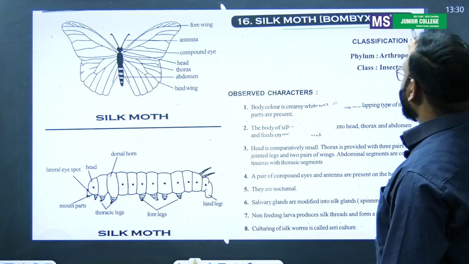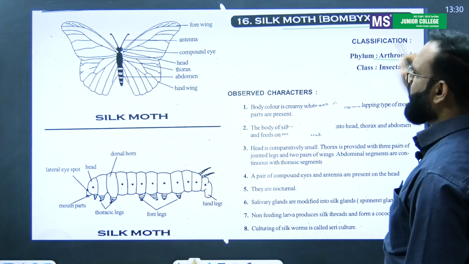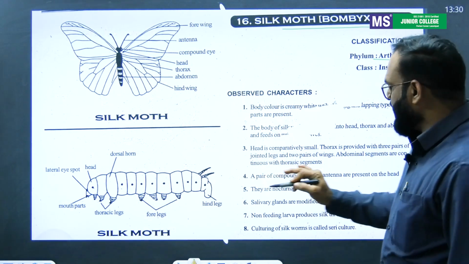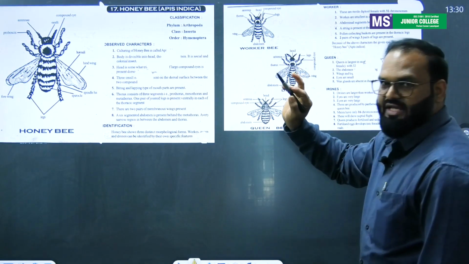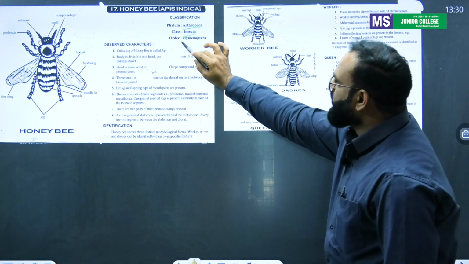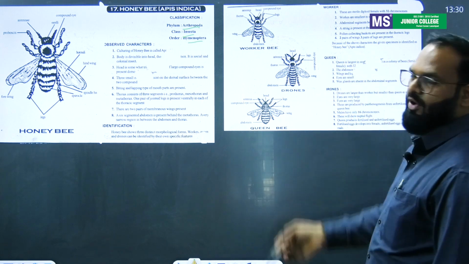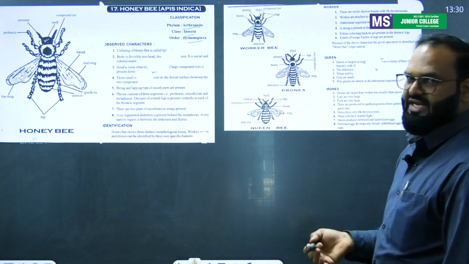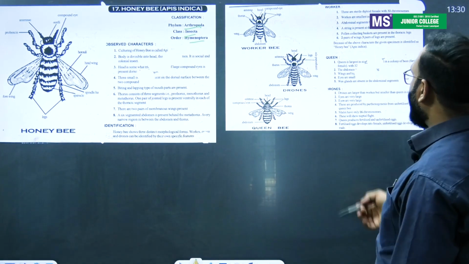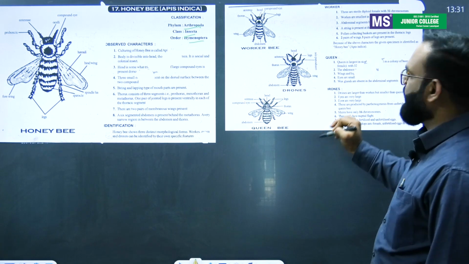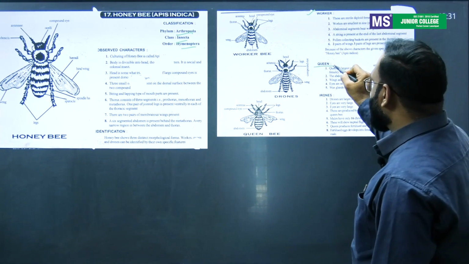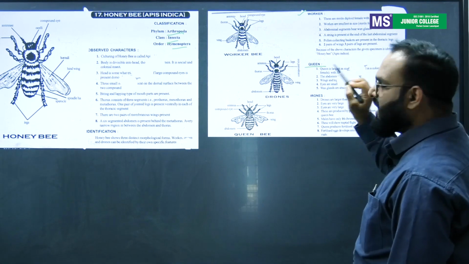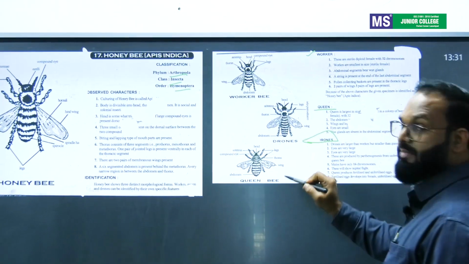Silk moth, Bombyx mori, Arthropoda. You can write the commercial importance of this silkworm. Honeybee, again phylum Arthropoda. You can write the commercial importance of this honeybee. It is a colonial insect. It secretes honey and all. And 3 categories of bees are present. Worker bees, these are sterile females; queen bee, fertile female, larger in size; drones, males and all.